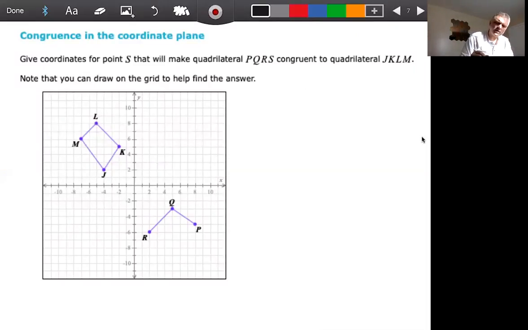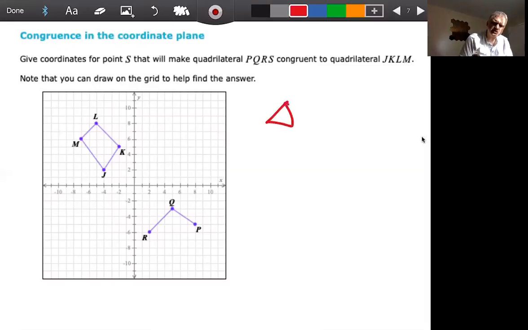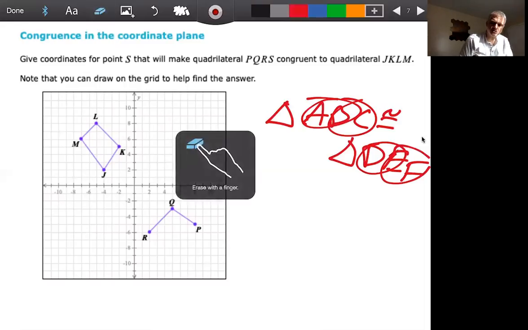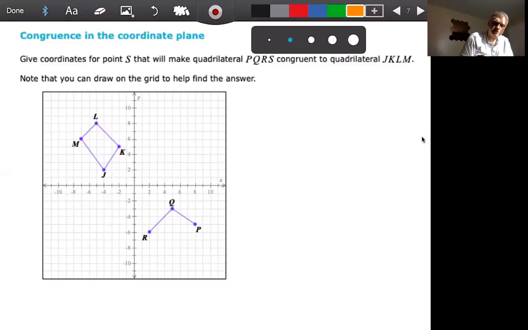Okay, so what are we going to do? Well, a couple of things that you need to know. Remember when we did CPCTC, when we said, if I have something like this, then AB was congruent to DE and BC was congruent to EF. Well, anytime you have a congruence statement about polygons, it's always got to be true. The corresponding parts are congruent. So PQ has to be congruent to JK.